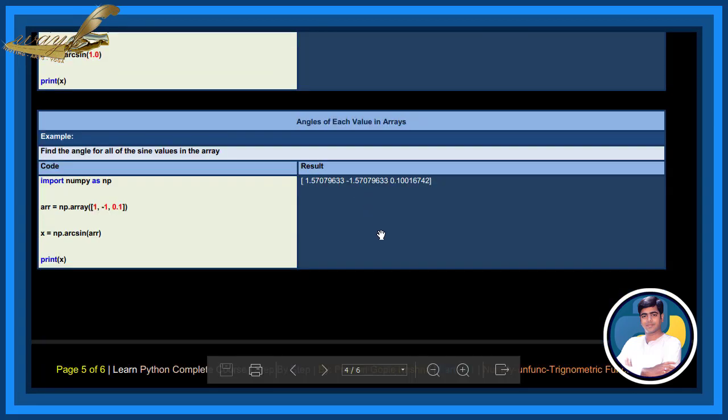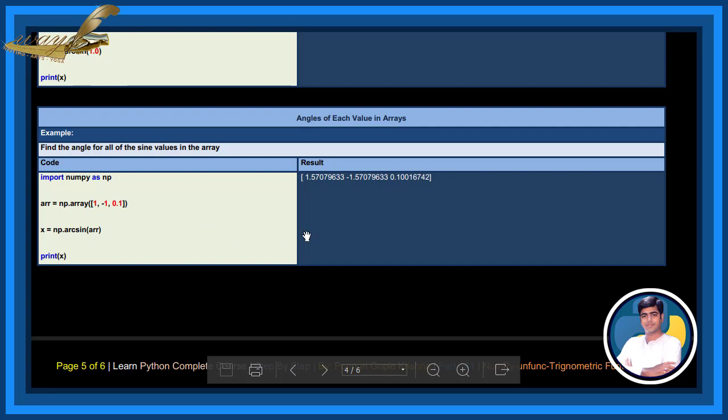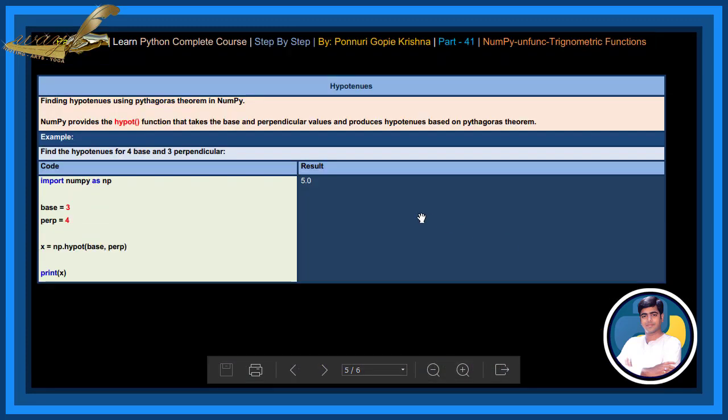Angles of each value in arrays. Find the angle for all of the sin values in the array. See here, by using this code, the result returns this.